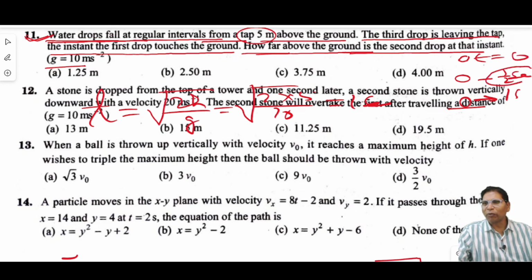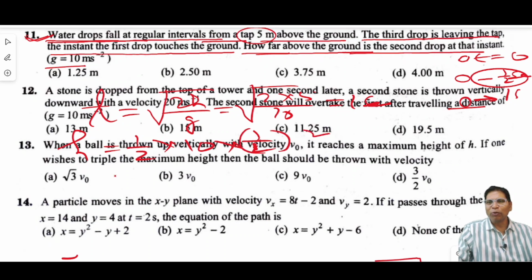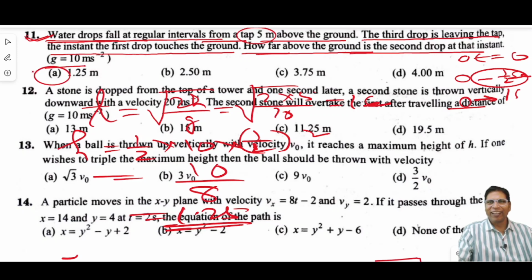So we have to calculate the distance traveled by the second drop in half a second. Here h equals half, g is 10, t is (1/2) squared. So this is 10 by 8, which is 1.25, the position of the particle from the top. This option is correct. Okay, understood.